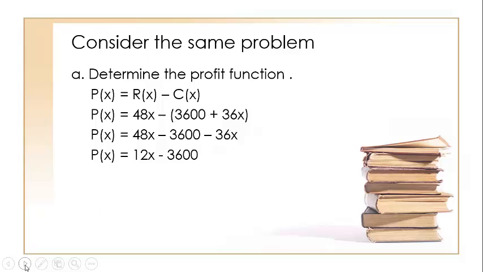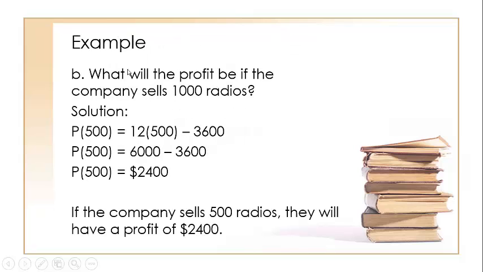Now that we know the profit function, we can figure out what the profit would be if we sell 1,000 radios. Oh wow, so many mistakes in here. Sorry, I do apologize for that. That should be 500 radios in place of the 1,000. You can try 1,000, but also let's look at 500.